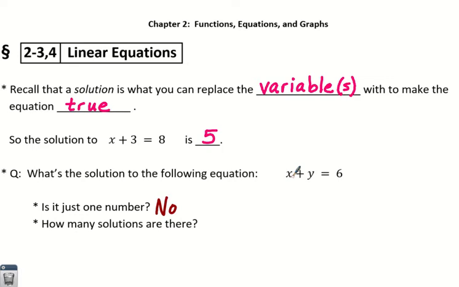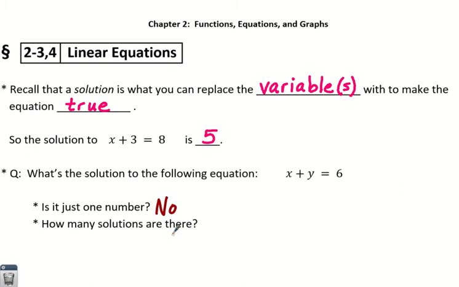You would need a number that would plug in for x, to replace the x, and you would need a separate number to replace the y, and together that pair of numbers would make the equation true. So for example, 4 for x and 2 for y, that pair, and that would equal 6.